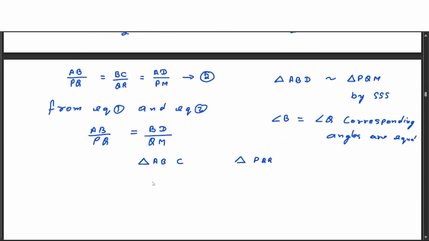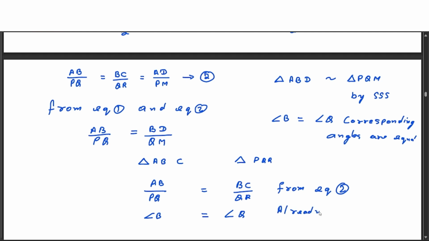So therefore AB over PQ is equal to BC over QR. Here we can say this from equation 2. Now same way, angle B is equal to angle Q, which is already proved here.